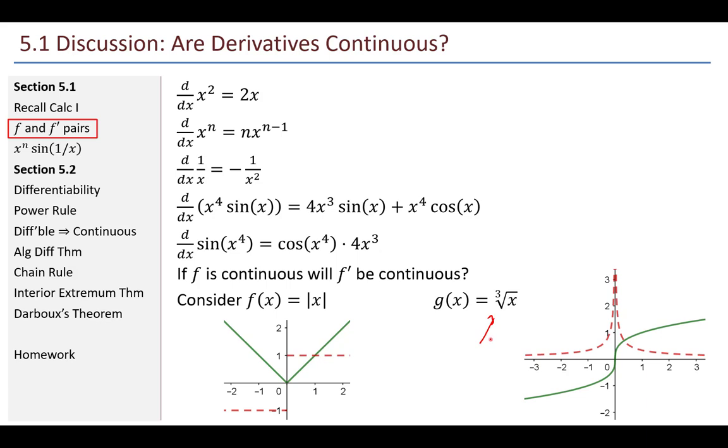The cube root of x might seem to be a little bit more of a natural function. After all, it's algebraic. But here's another example where the derivative doesn't exist at 0. The value of the derivative to the left goes up to infinity. The value of the derivative from the right goes up to infinity. So the derivative doesn't exist at 0. So neither one of these functions is differentiable at 0.